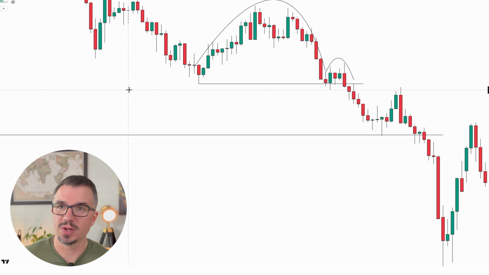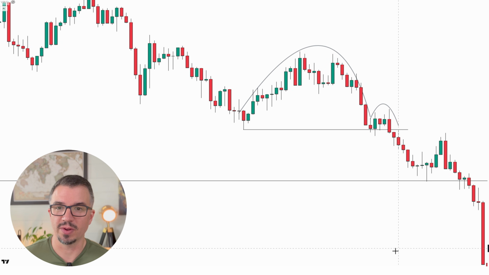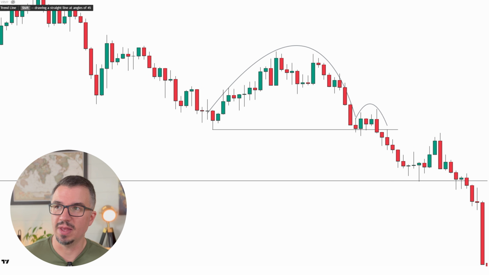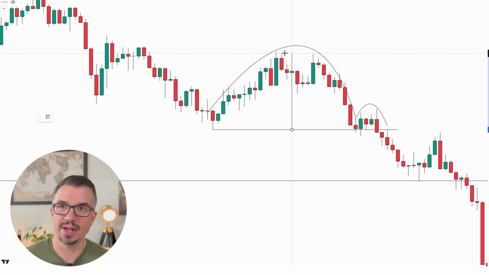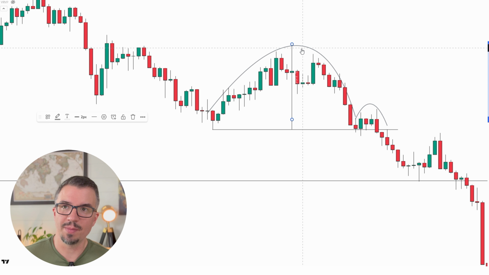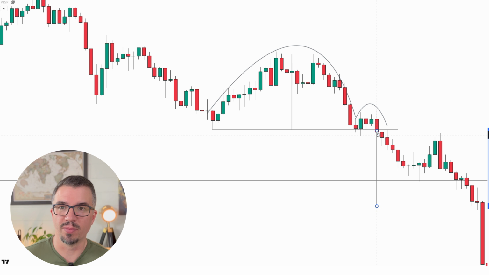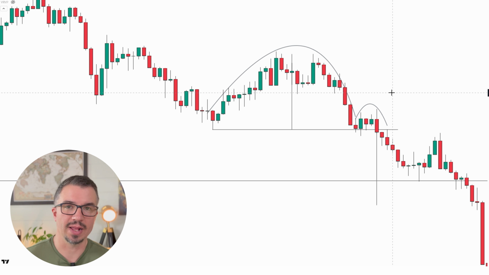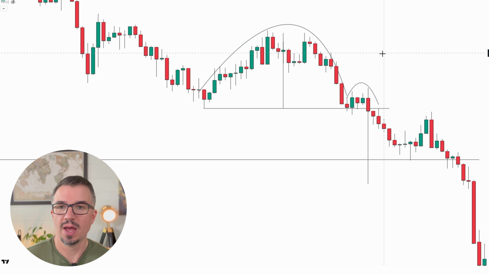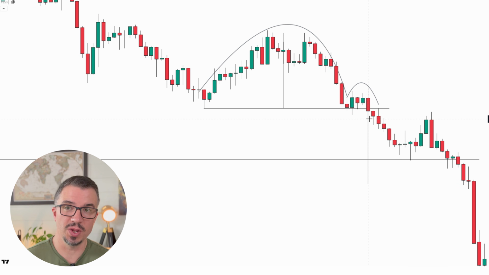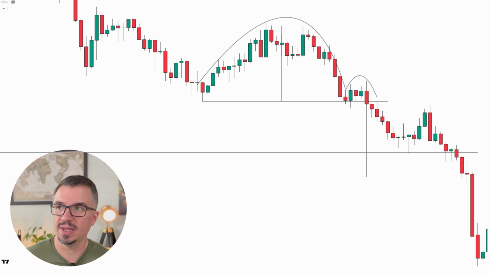Now, let's wrap up here talking about the measured objective, okay? And as you might have guessed, it's going to be taking the height of this pattern, all right? So from the neckline down here, up here to the highs, using something conservative like this through here. So I'm going to take this now, drag it over from the breakdown point. Again, this is a horizontal neckline, so it really doesn't matter as much, but just for practice, we're going to use the breakdown point. And you can see that this over here would have been the objective.